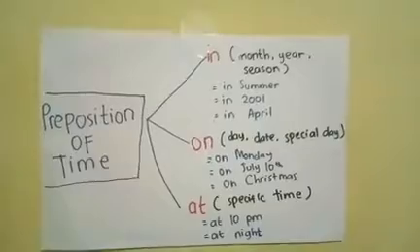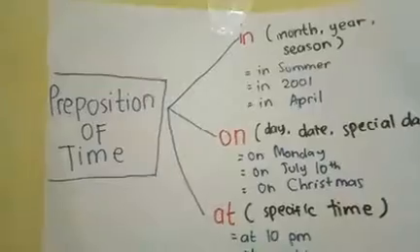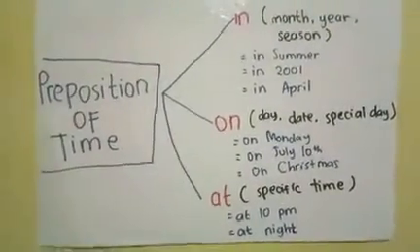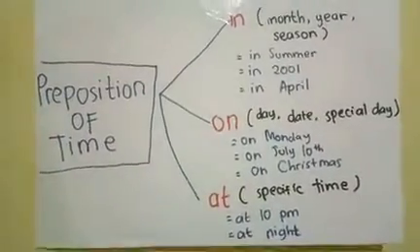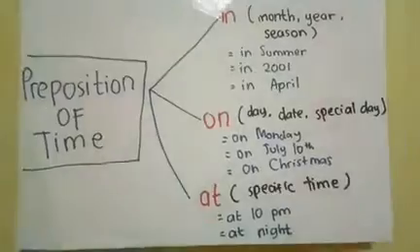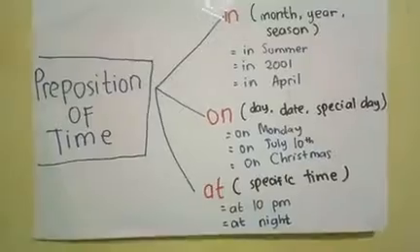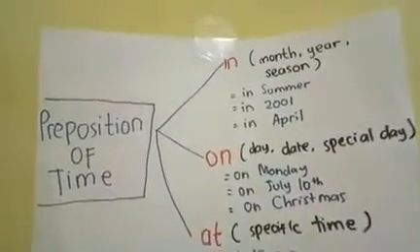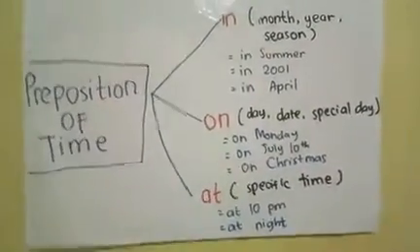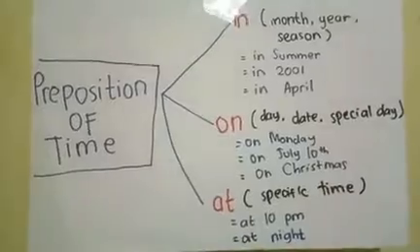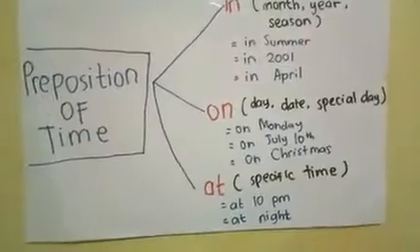Okay, the second material in grammar is preposition of time. Do you still remember? Okay, so the function is to add to the adverb of time in the sentence. Let's focus on three prepositions of time: in, on, and at. For in, you can use it for general purpose. For example, month, year, and season. Look at the example: in summer, in 2001, in April.